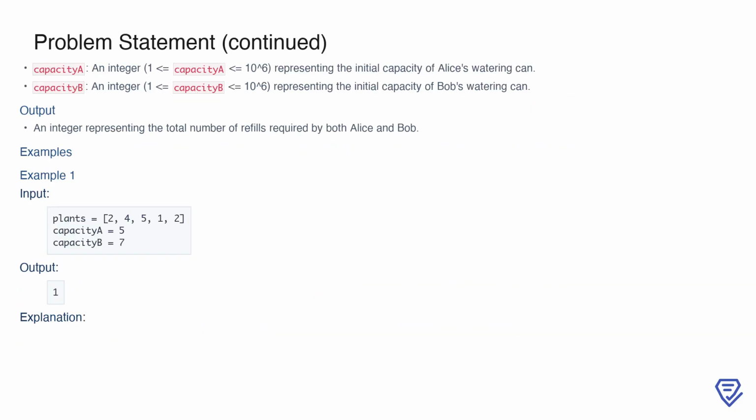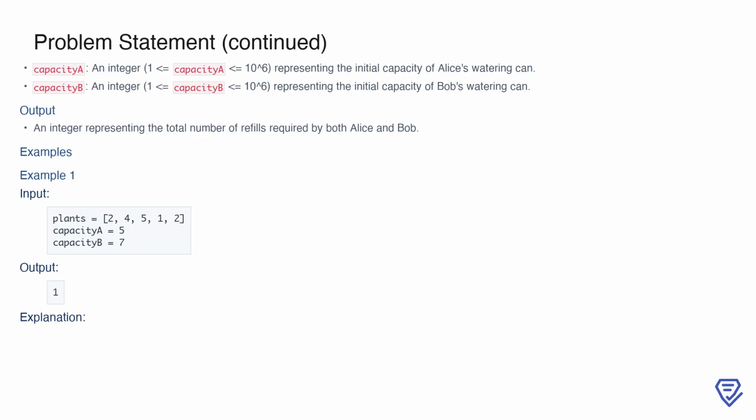The problem requires us to consider the initial capacities of the watering cans. Alice starts with capacity A liters, while Bob starts with capacity B liters. These values determine how many plants each of them can water before needing to refill. The output of the problem is a single integer that represents the total number of refills required by both Alice and Bob. To better understand the problem, let's look at a few examples.